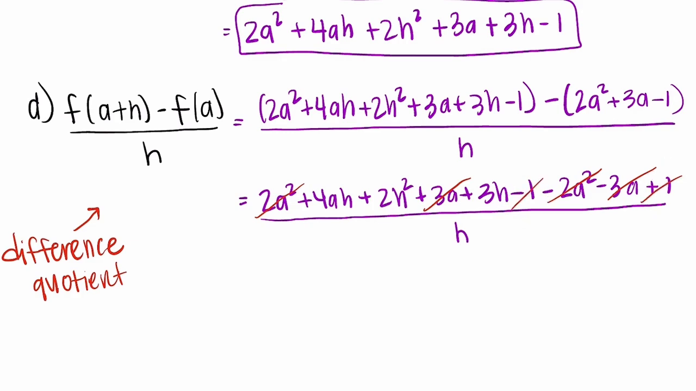That's gone. So everything that does not have an h on it, when we combine like terms, is gone. So when we subtract this, it subtracts off everything with an a. So I'm left with 4ah plus 2h squared plus 3h, all divided by h.